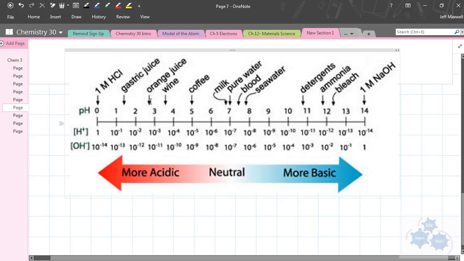And below pH 7 are the more acidic substances, and that includes coffee. Now, what did we guess about coffee? Was it acidic or basic? We guessed basic. So coffee is actually acidic.